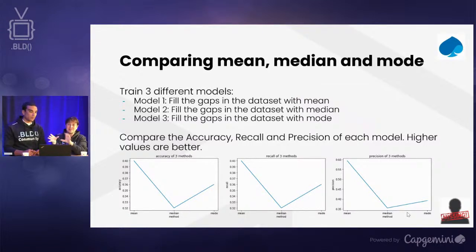We did exactly the same as we did previously. We filled the first model with the mean, the second one with the median, and lastly with the mode. And like I said, higher is better. So mean for accuracy was the highest. The mean for recall was highest across all three methods, and mean for precision was also highest, which means we should probably be filling these gaps with mean. It probably won't always be mean that is best for all three, but in this case we're lucky. But you'll have to decide what's important for you.